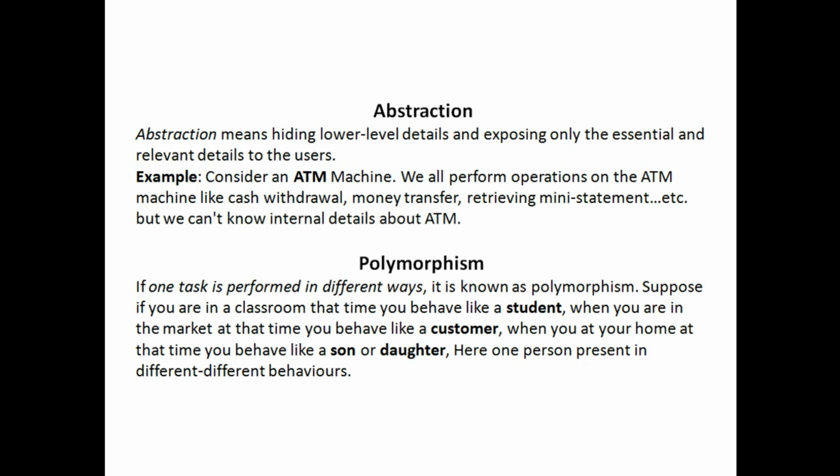Polymorphism. Polymorphism is the ability of a message or data to be processed in more than one form. For example, you behave like a student when you are in a classroom. When you go to the market, you behave like a customer. And when you are at your home, you behave like the child of your parents. So, you are one person who is providing different behaviors in different situations. That is polymorphism.